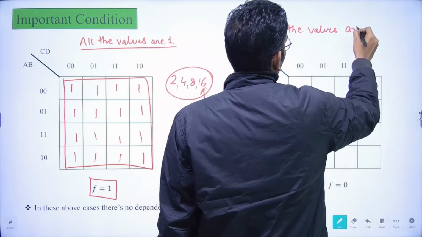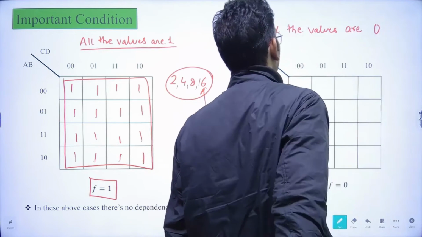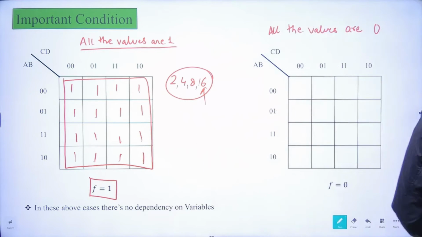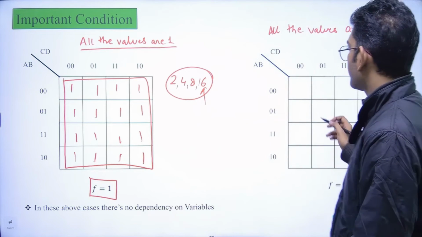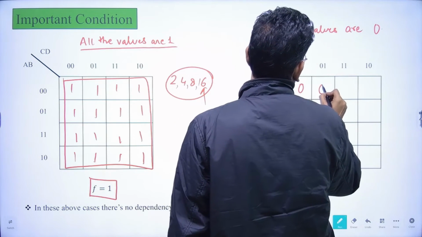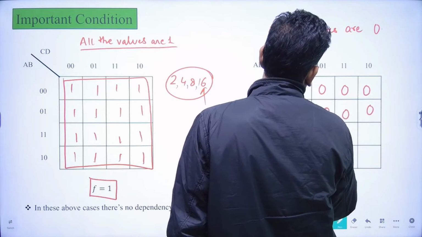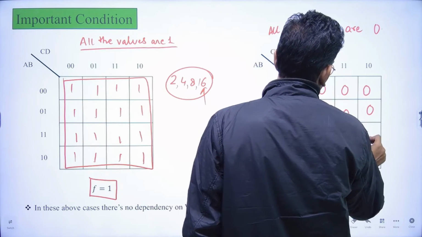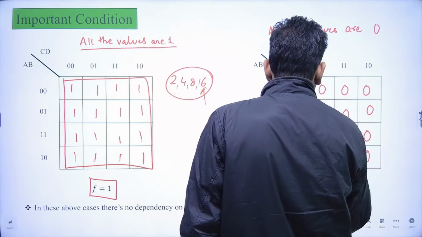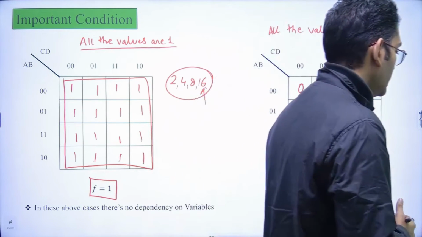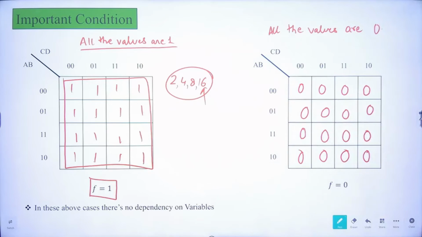All the values are 0. So what would happen if all the values are 0? Let us take that all the values are 0. If all the values are 0, what would happen to this? Suppose all the values are 0, then what would happen to this?